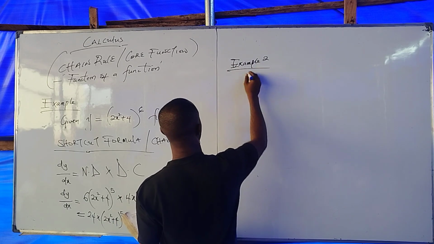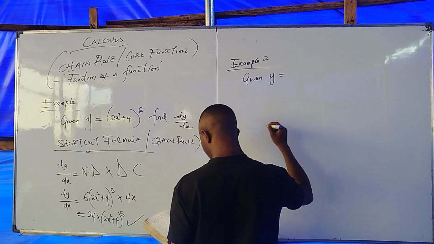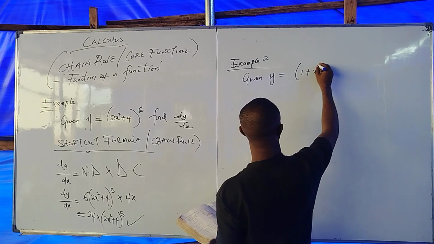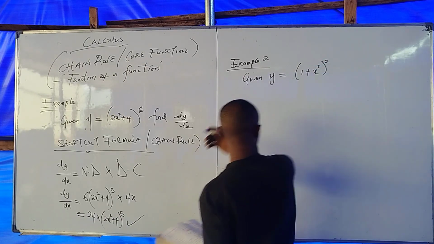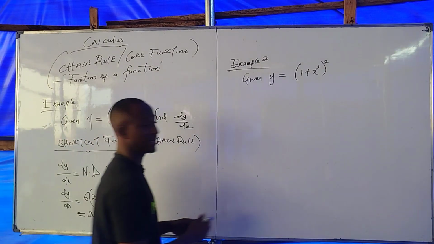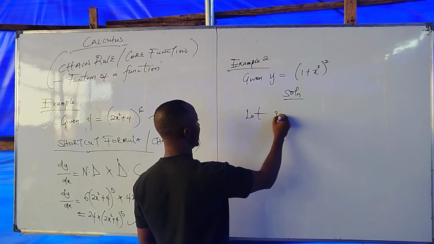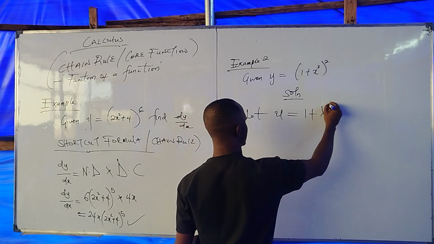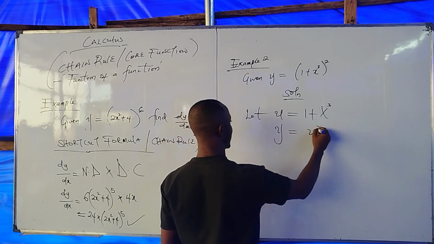Example 2. If we are given y equals 1 plus x cubed, always to the power 2, and we have to find dy/dx. This is very simple, right? How do we solve this? We say let u equal 1 plus x cubed. Then my y becomes u squared, is it not?